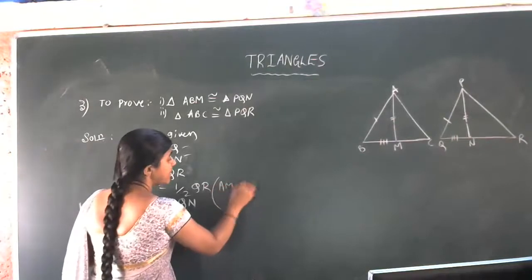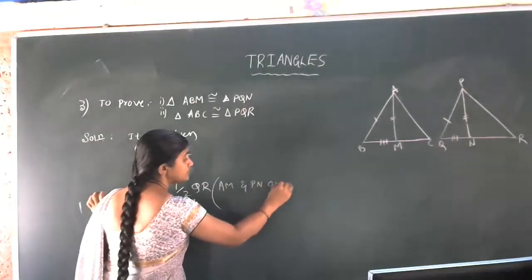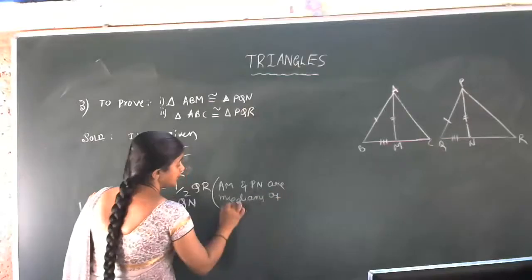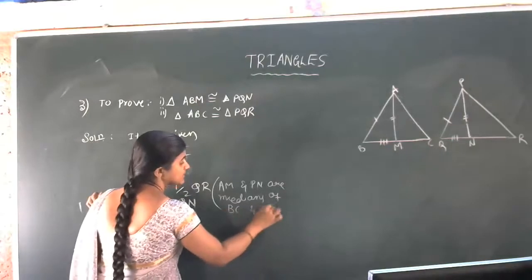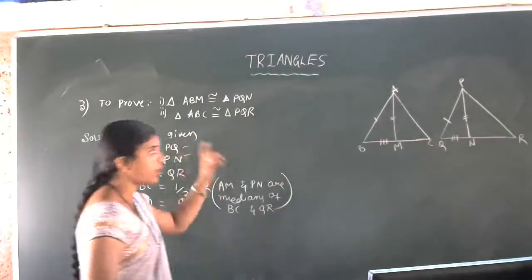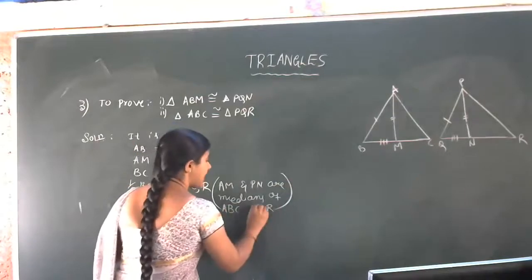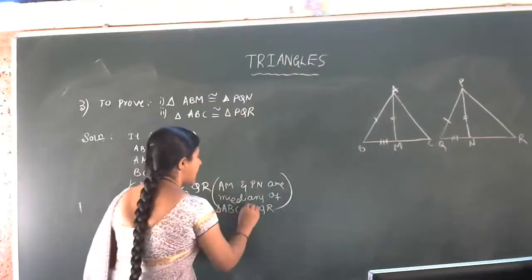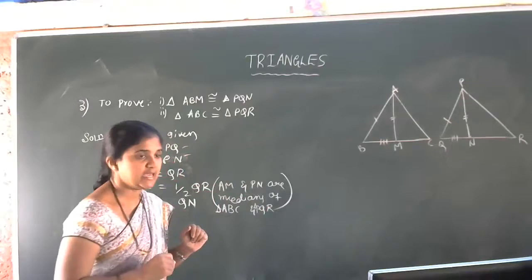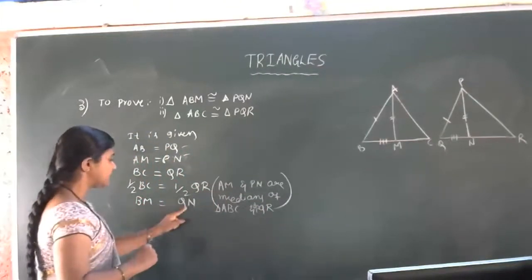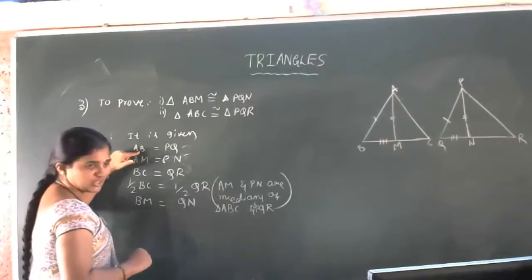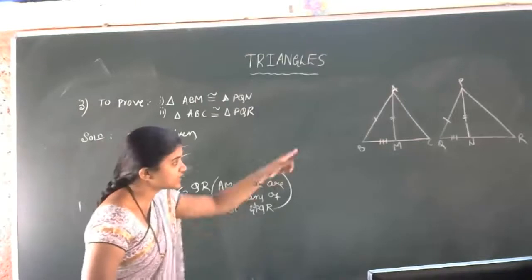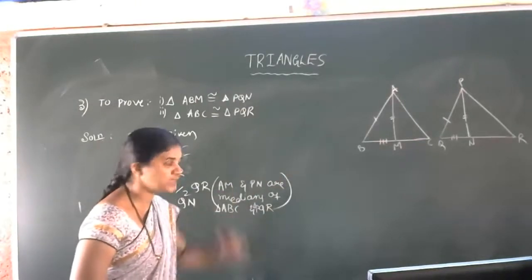Because AM and PN are medians of BC and QR respectively. AM and PN are medians of triangle ABC and triangle PQR respectively. Is that clear? So now we got the result BM is equal to QN. AB is equal to PQ, AM is equal to PN, then BM is equal to QN. It is clear now, so we can prove the congruency of the first part.